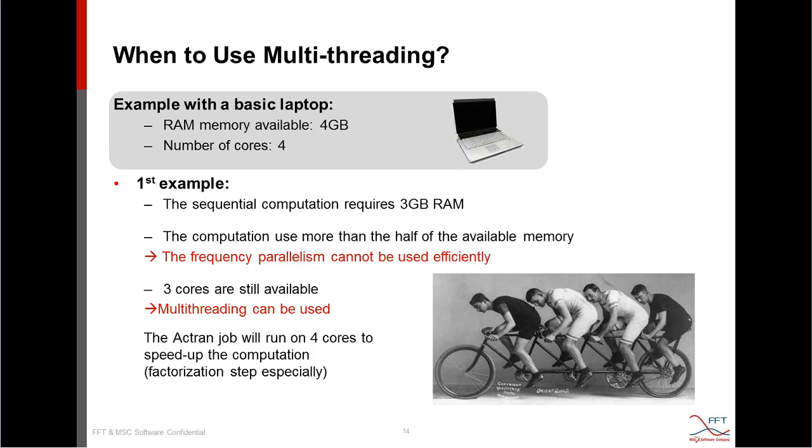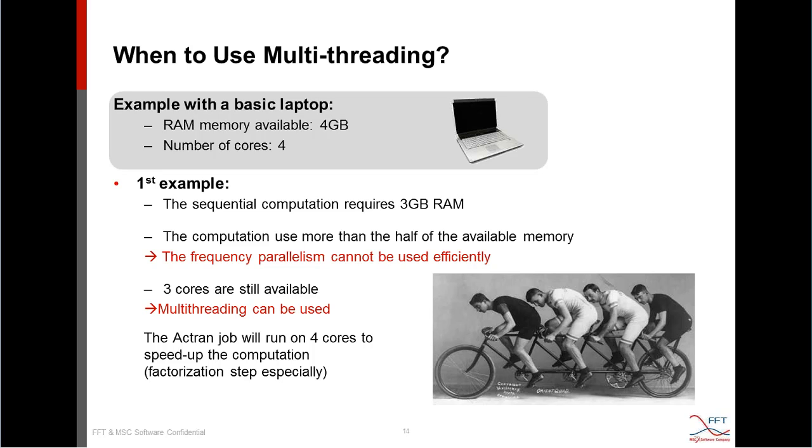The first question you might have is when to use multithreading. So let's say you have a laptop, a basic one, with 4 GB of RAM and 4 cores. The sequential computation, which means not distributed computation, requires 4 GB of RAM. So you get 4 GB of RAM, and this computation already uses 3 GB, which means more than half of the available memory. Therefore, frequency parallelism cannot be used efficiently in this case.